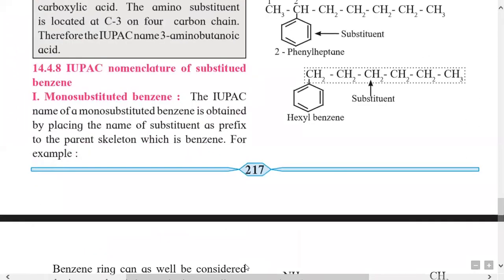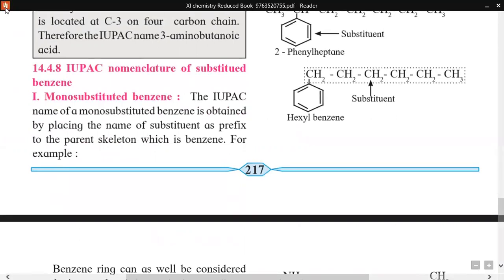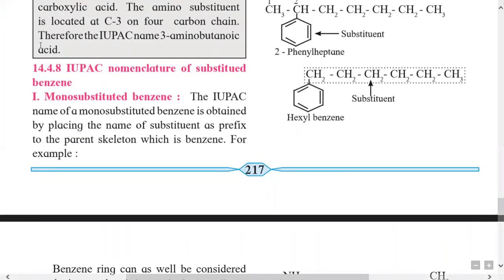Hello, good morning, students. In the last lecture, we had studied about nomenclature of organic compounds containing many functional groups, that is, polyfunctional organic compounds. Today, we will study about IUPAC nomenclature of substituted benzene. First, we will study IUPAC nomenclature of monosubstituted benzene, meaning one substituent, one side chain, is present in the benzene ring.